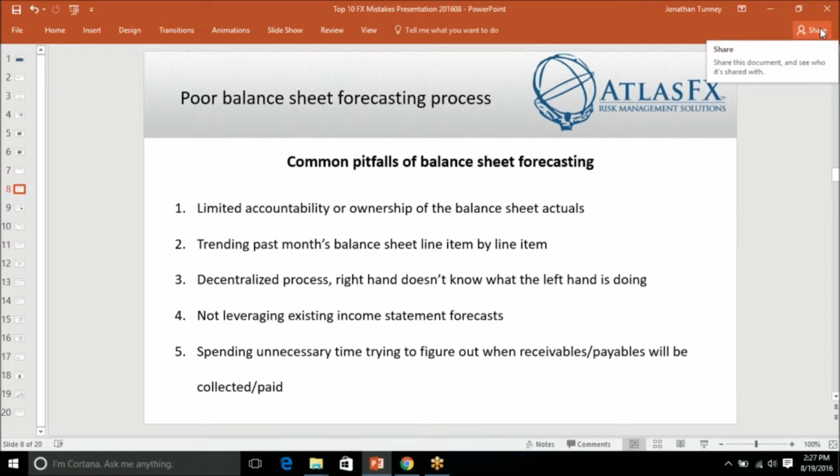Today I'm going to talk about one of the most common mistakes we see in treasury organizations, and that is having a poor balance sheet forecasting process. There's a number of reasons for this, which you can see on this slide.